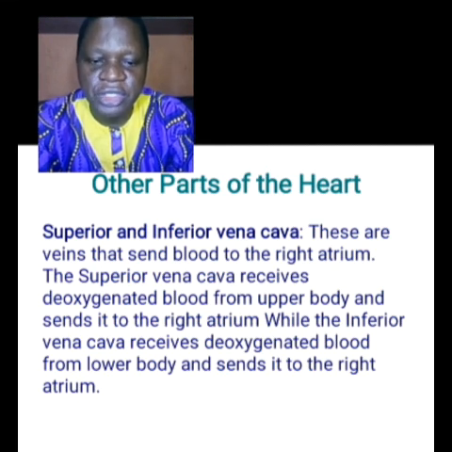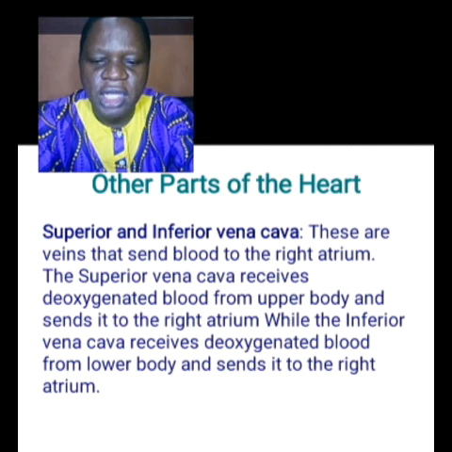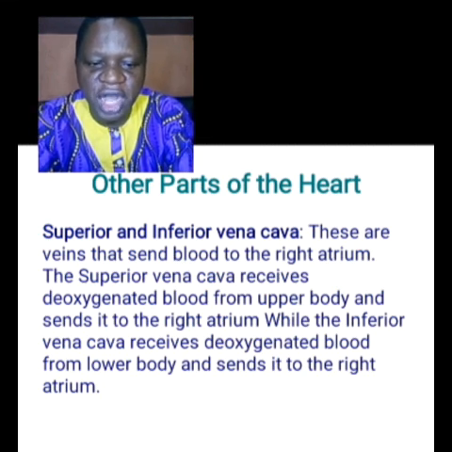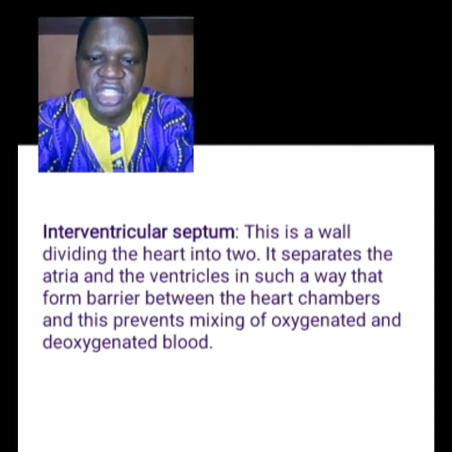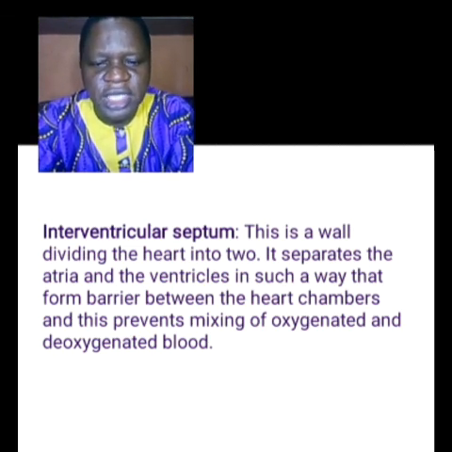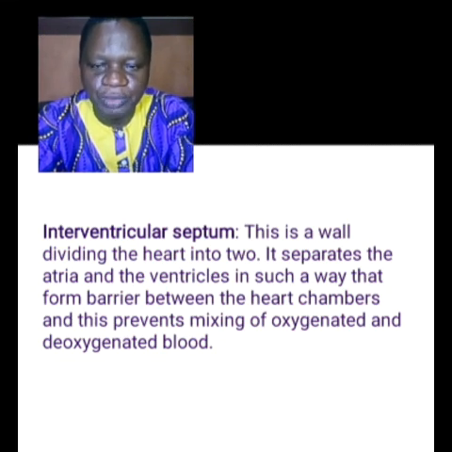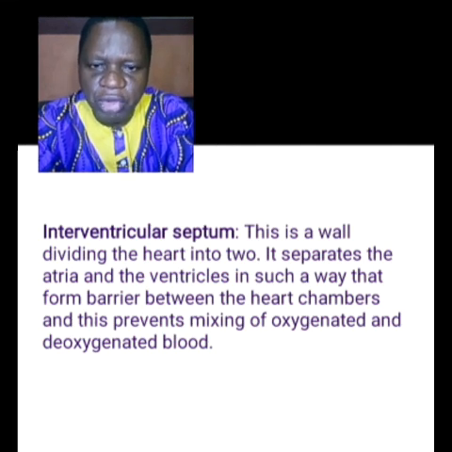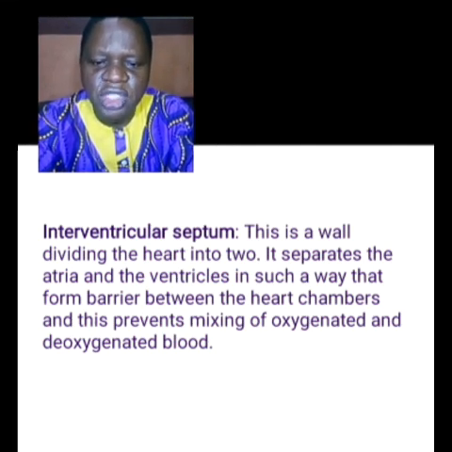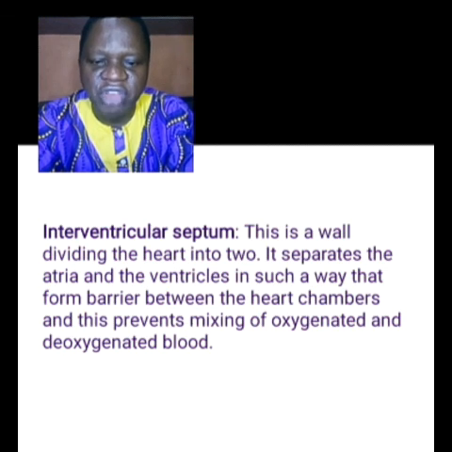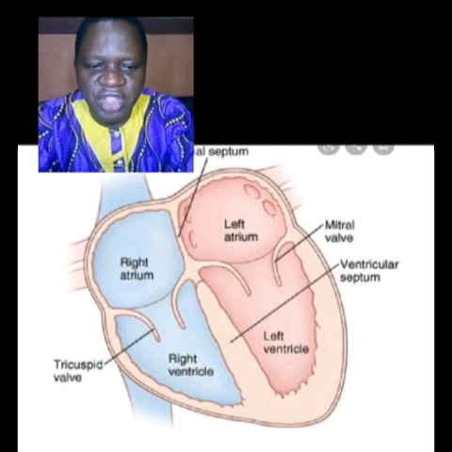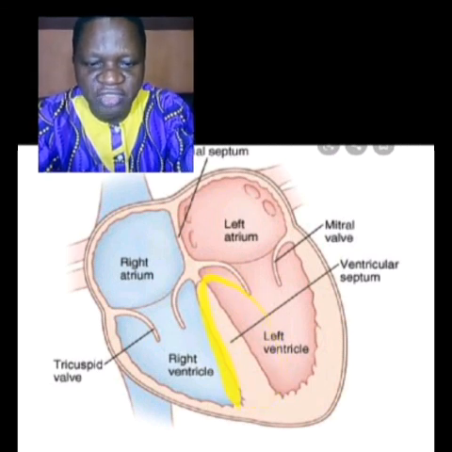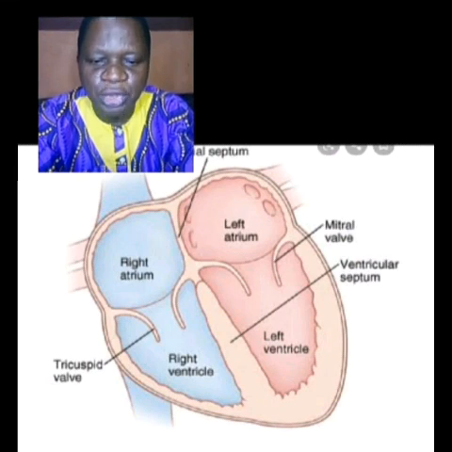You also have the interventricular septum. This is a wall that divides the heart into two, and it is very important so that the oxygenated blood and deoxygenated blood will not mix. So the interventricular septum serves as a barrier. You can see the ventricular septum here, okay, serves as a barrier that will not allow the deoxygenated blood in the right ventricle to mix with oxygenated blood in the left ventricle.